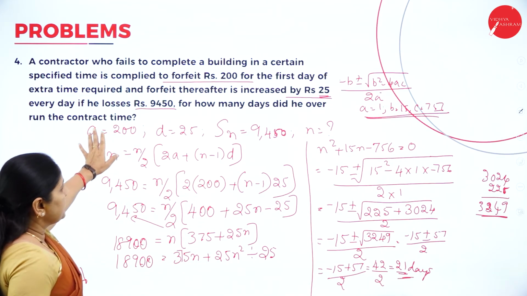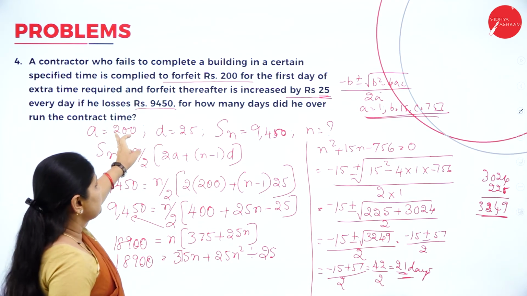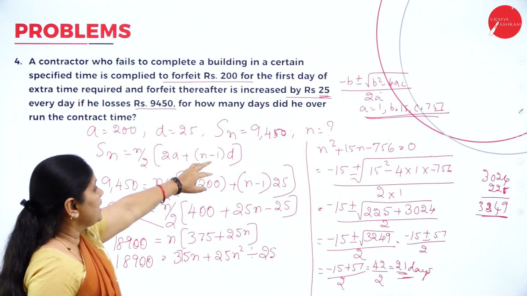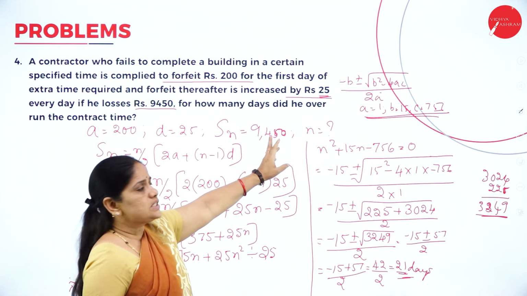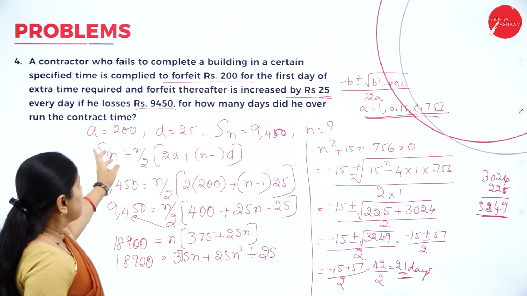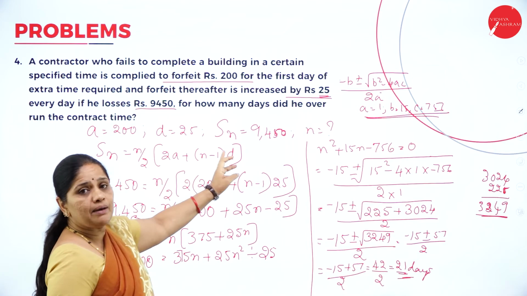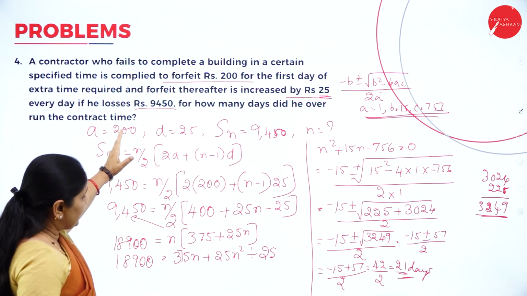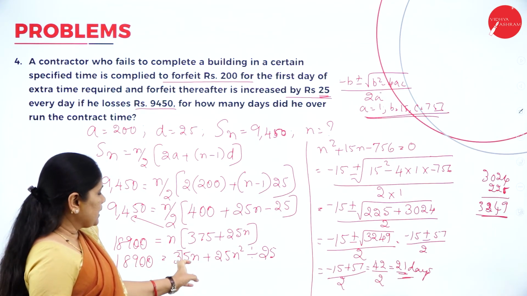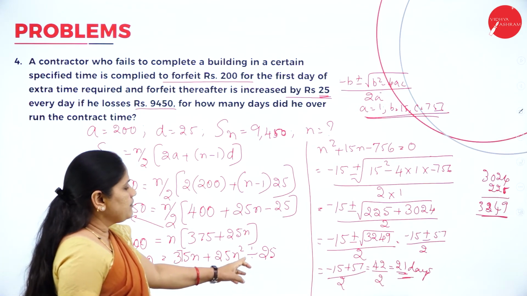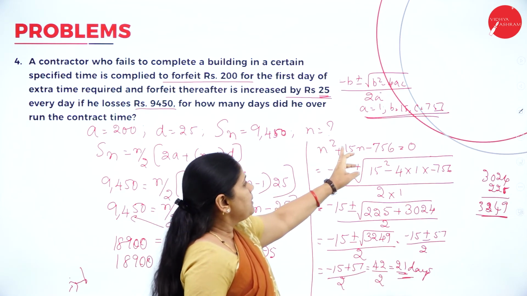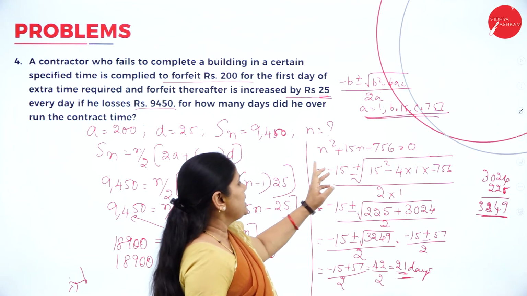So, I explain again. Here, the contractor has been forfeited rupees 200 for the first day and thereafter 25 rupees for every day. So, the total amount of forfeiture is 9,450. So, I use the formula Sn equals n by 2 into 2a plus n minus 1 into d. So, when I substitute the values, I get 18,900 equals 375n plus 25n square. So I divide the entire equation by 25. I get n square plus 15n minus 756 equals 0.